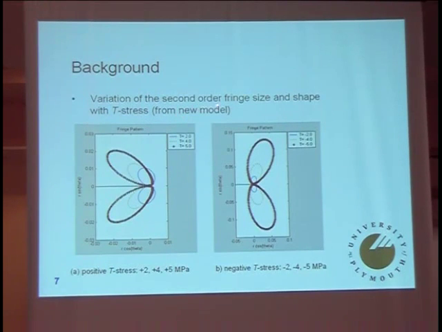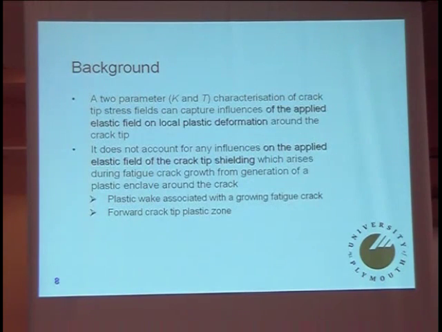And just to emphasize this point, this is a variation of the second order fringe of difference of principal stresses and shape of the T-stress using our model. And that's +2, +4, +5 megapascals positive, and negative it starts to be like that. So what we know now then is that the two-parameter approach of using stress intensity factor and T-stress can capture influences of the applied elastic field on the local plastic deformation.